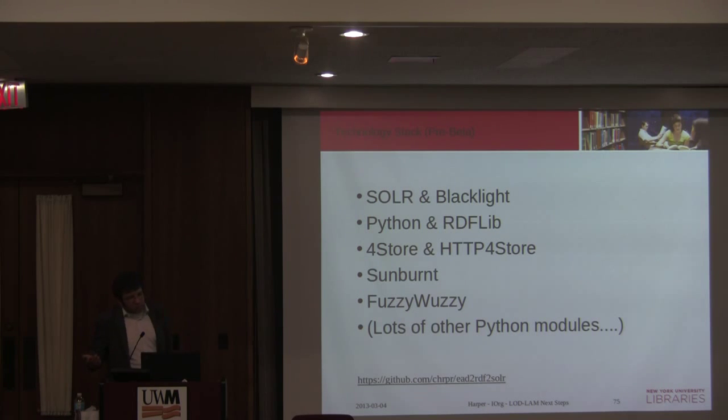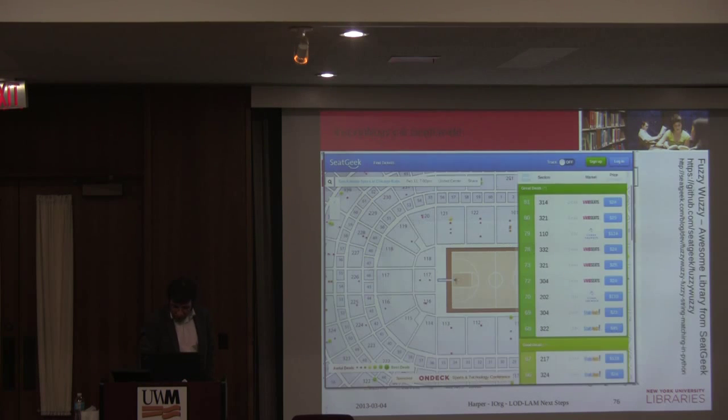The back end is Python using a lot of RDFlib, some 4store and HTTP 4store, which is an RDF library for talking to 4store, which manages all of my triples and helps me aggregate data from different places. I use a Python library called Sunburnt for writing to Solr. I use an awesome thing I found called Fuzzy Wuzzy, which I have a slide about in a second, and a bunch of other Python modules. If any of you care, my code's on GitHub, and you can find it there.